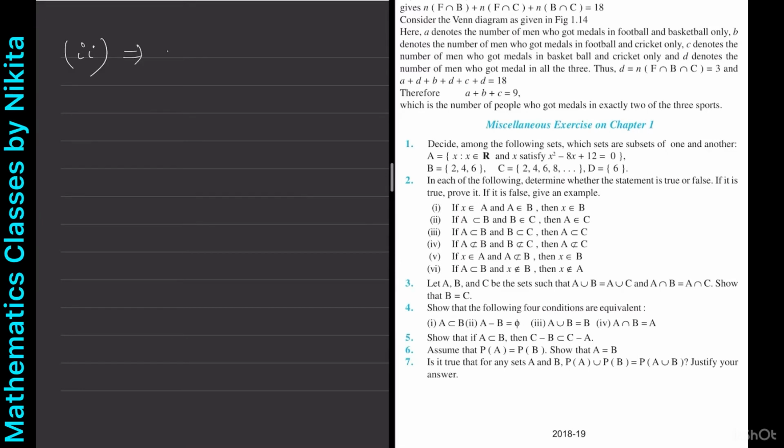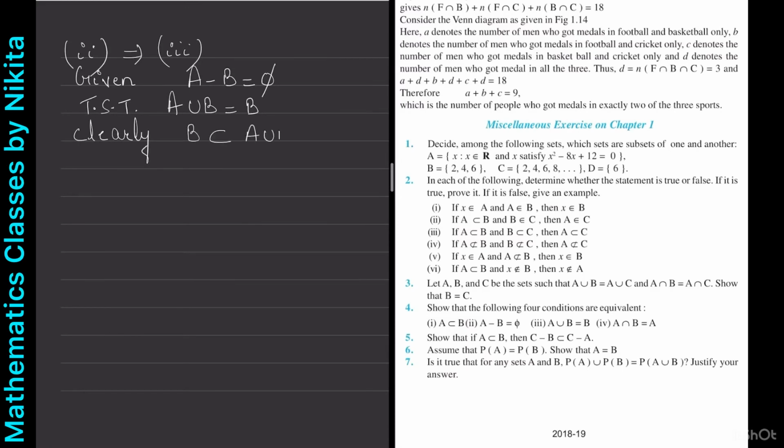So 2 implies 3. What is given in this? So given is that A minus B is equal to empty set and you have to show that the third condition is A union B is equal to B. So first we will show that A union B is contained in B and then B is contained in A union B. Now clearly B is contained in A union B always. A is contained in A union B as well as B is contained in A union B. So mark this as 1.